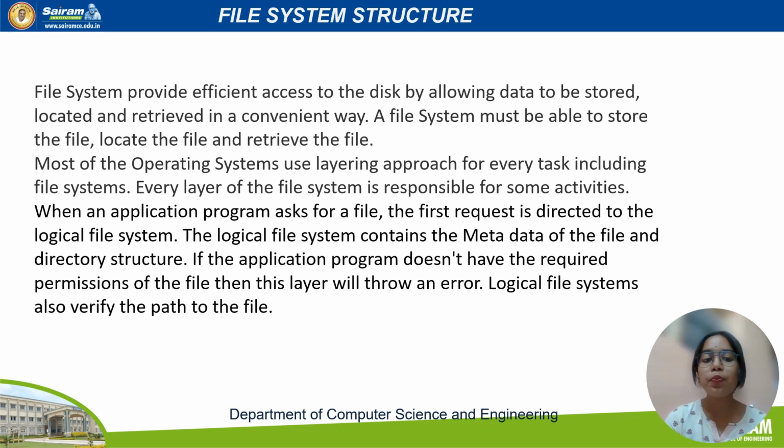When an application program asks for a file, the request is directed to the logical file system. If the application program takes the initiative of asking for a file, that request is sent to the logical file system. By this we can know that the first layer is the application program and the second layer is the logical file system. After the request is sent to the logical file system, let us see what exactly happens.